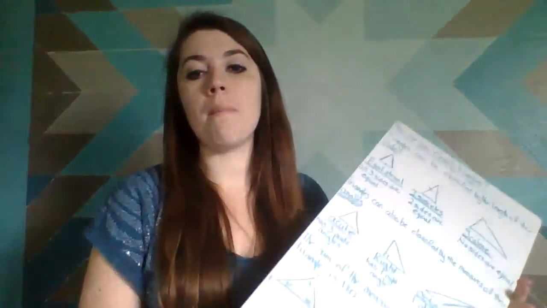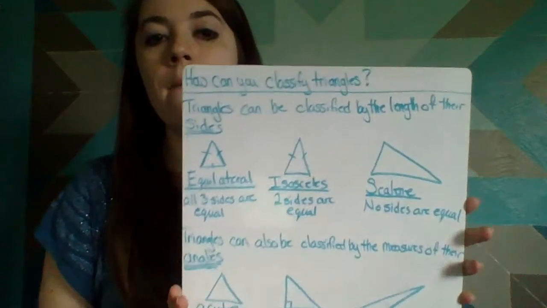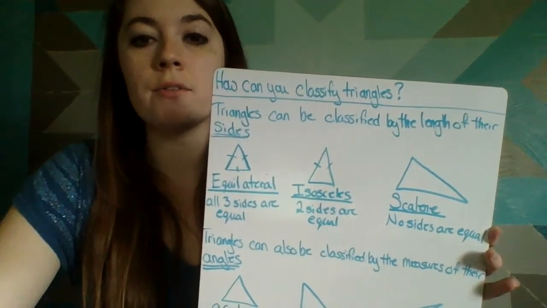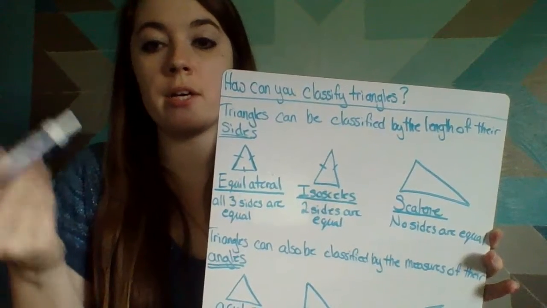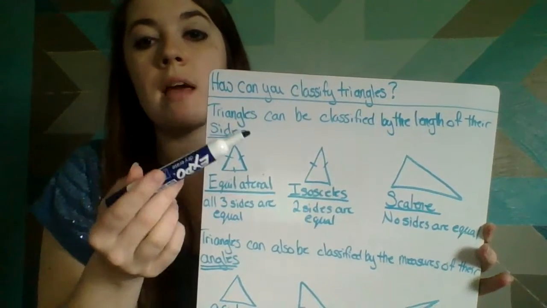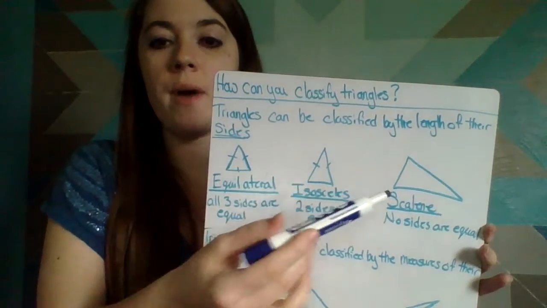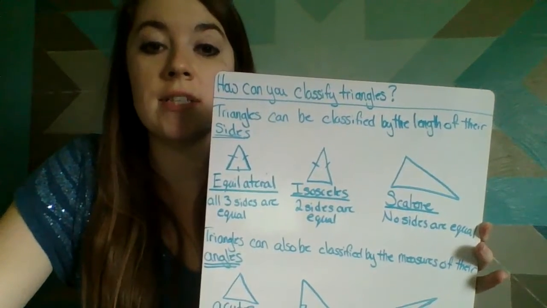So we're still talking about polygons, but specifically today, we're talking about triangles. So how can you classify triangles? Remember, triangles are 3-sided. Triangles can be classified by the length of their sides. These are 3 different ways to classify triangles based on their side lengths.